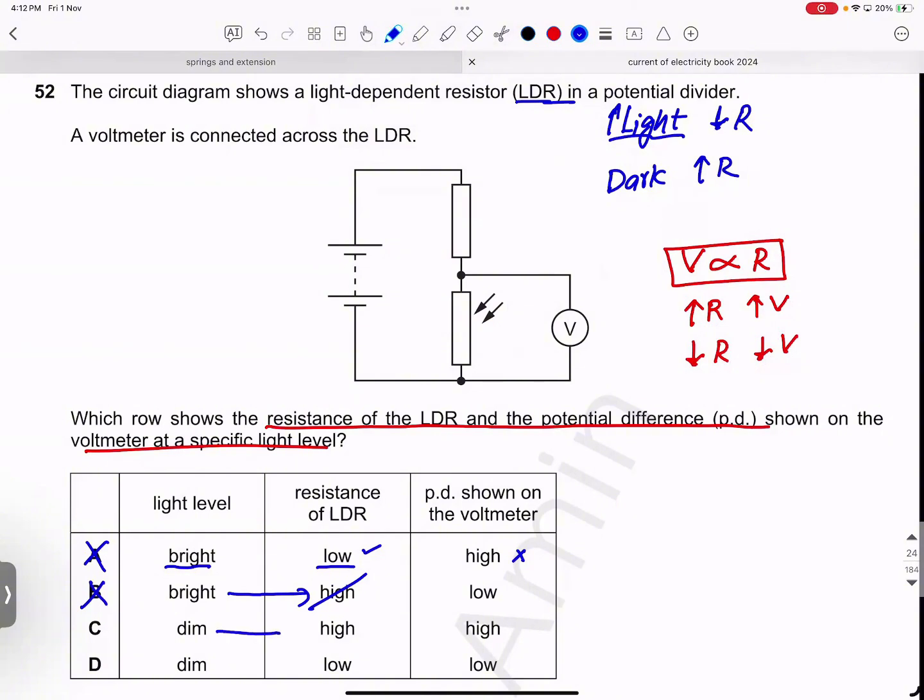Option C, dim. Dim means dark. Dark has high resistance. High resistance means high voltage share. C is correct answer. D, dim. Dim means dark. Dark has low resistance. No. In dark, the resistance is high. Option C is the correct answer.